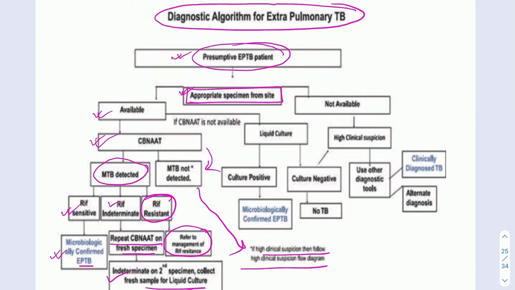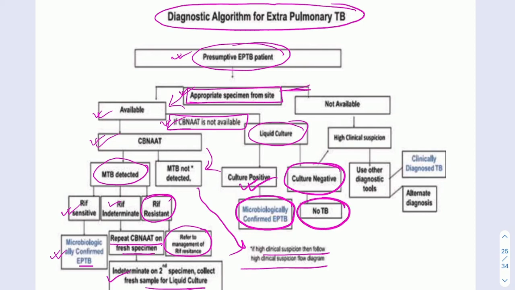Now, if a sample is available but CB-NAT is not available, meaning the CB-NAT facility is not available everywhere, then we can go ahead with liquid culture. If culture is positive, then we will consider it microbiologically confirmed extrapulmonary tuberculosis. If culture is negative, we will consider the patient as having no tuberculosis.